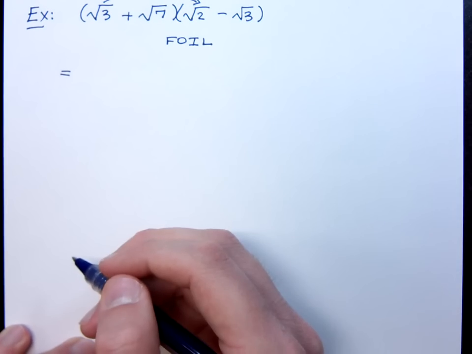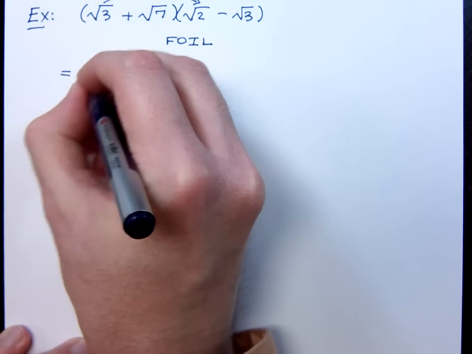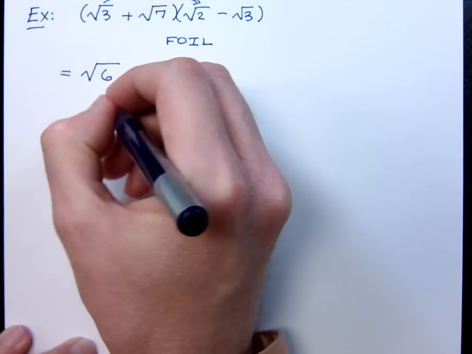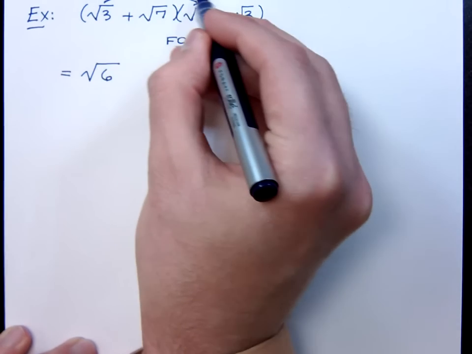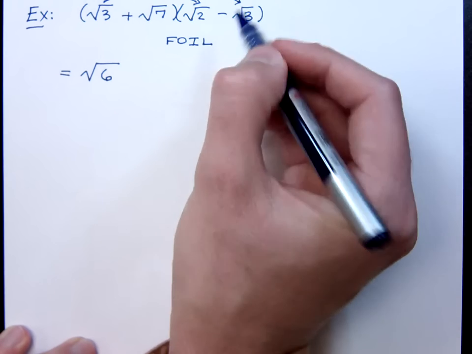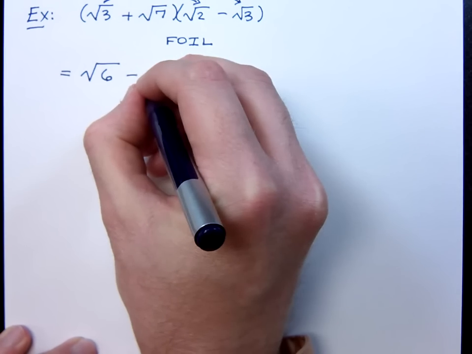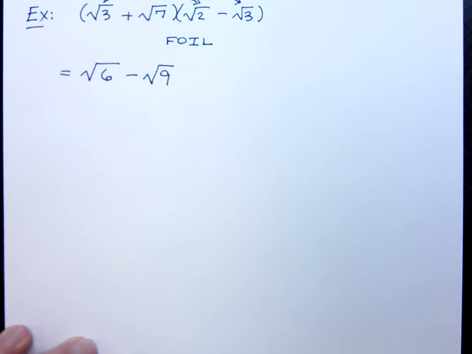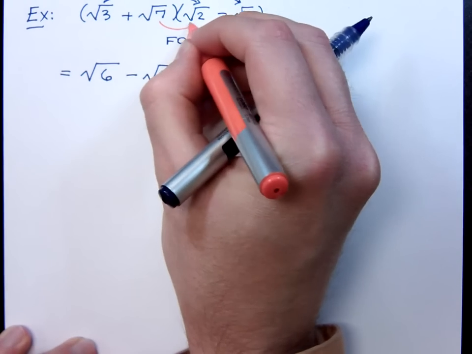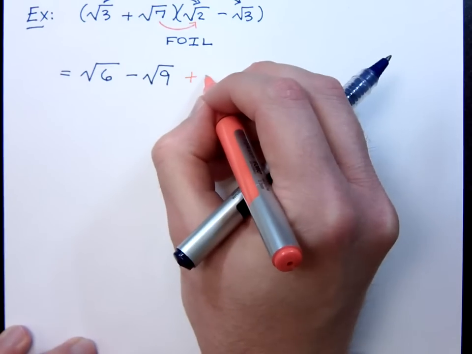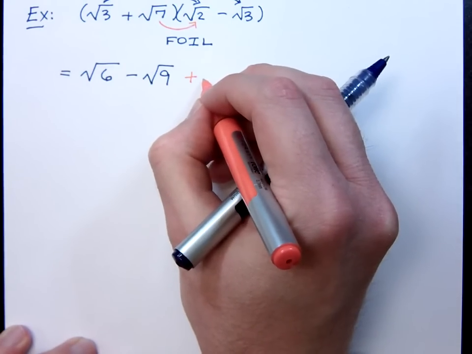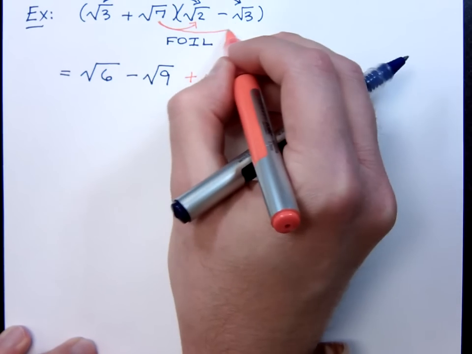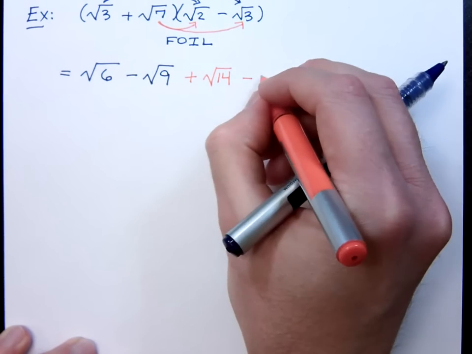what do I get? Well, it's just the square root of 6, right? And then when I keep distributing for the first part of the foil, now it's minus the square root of 9, right? Outside, inside. Now let's go to the inside. What's on the inside here? Square root of 14. What's the last terms, the product? Negative square root of 21.